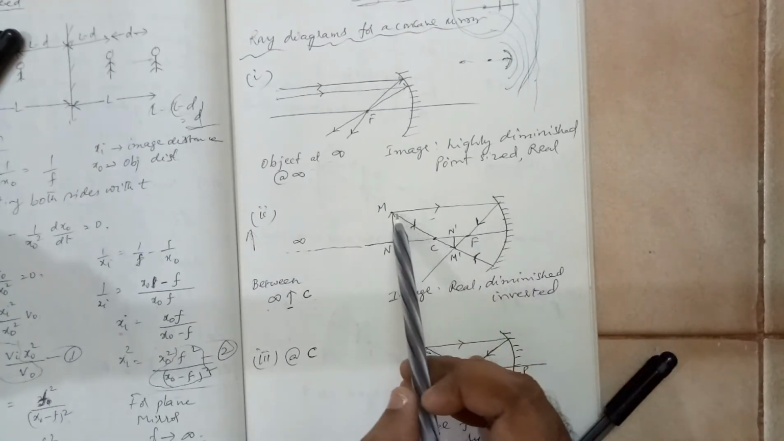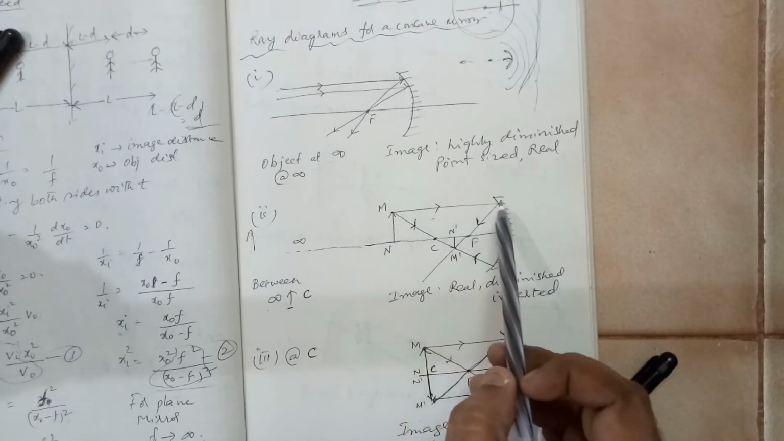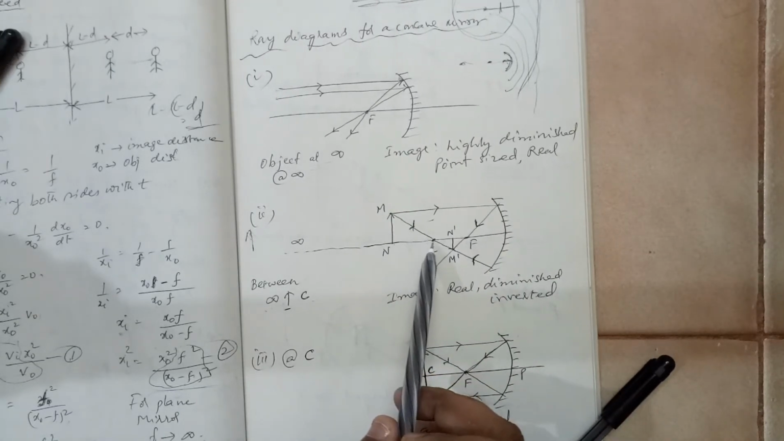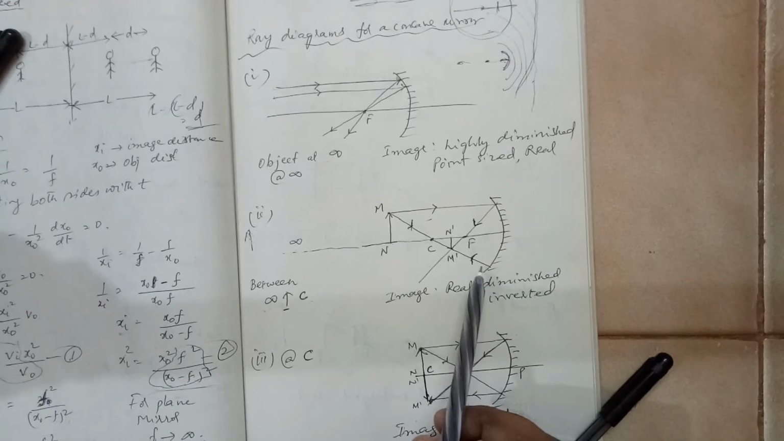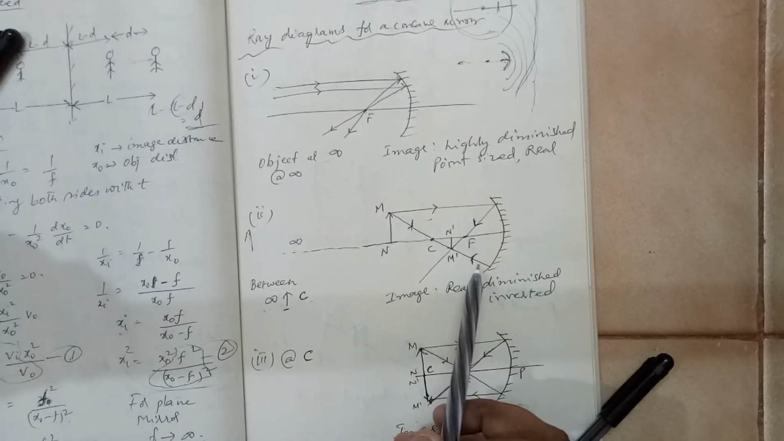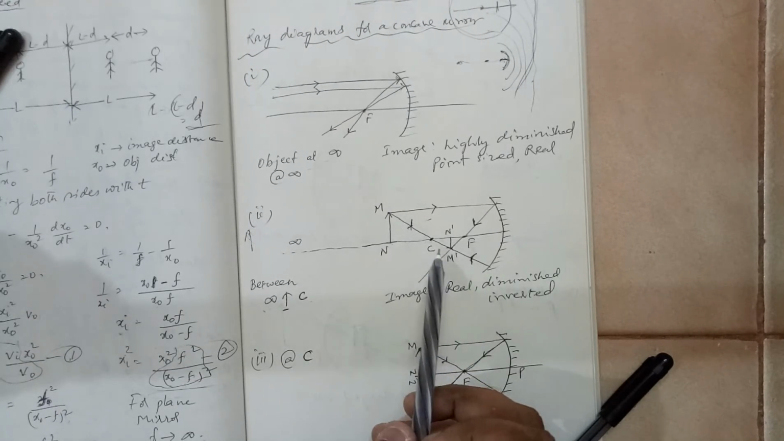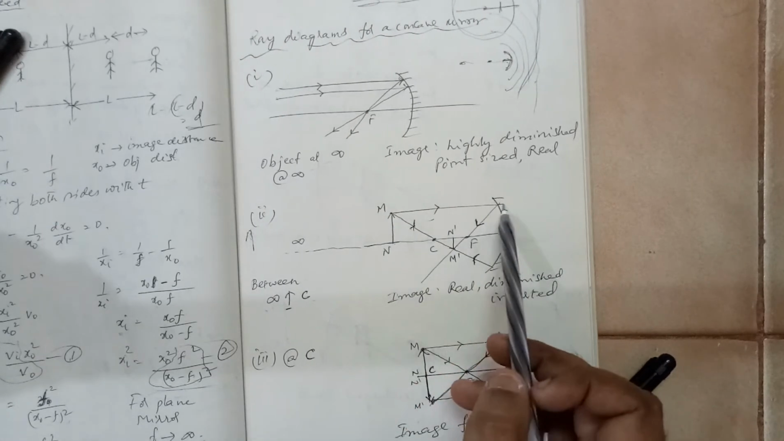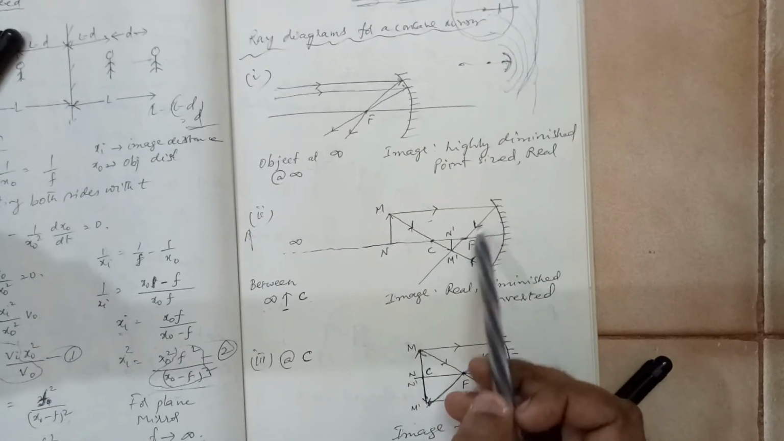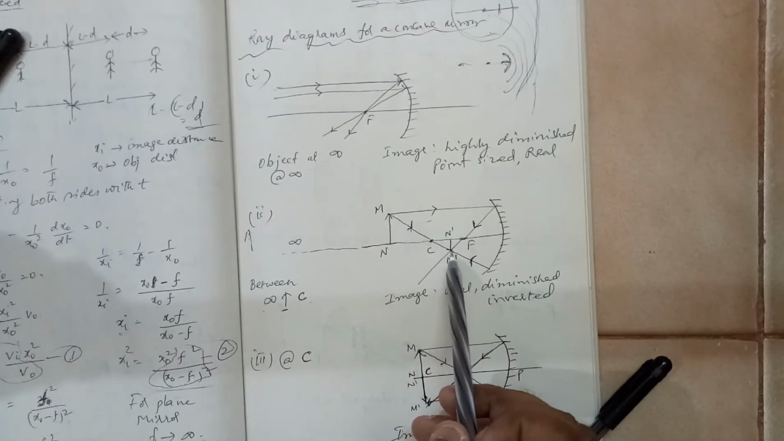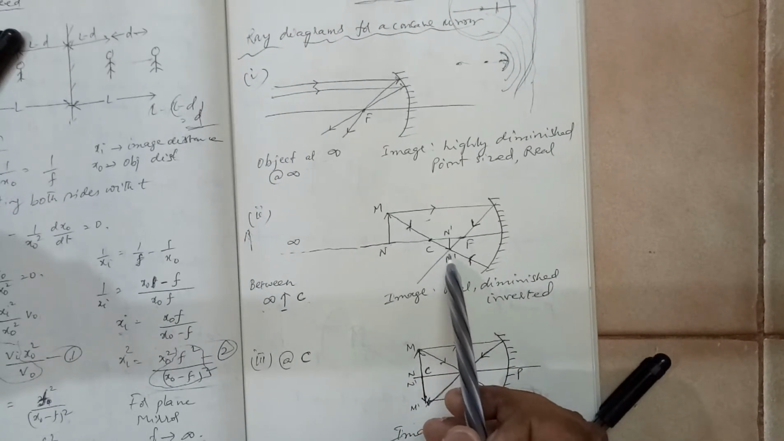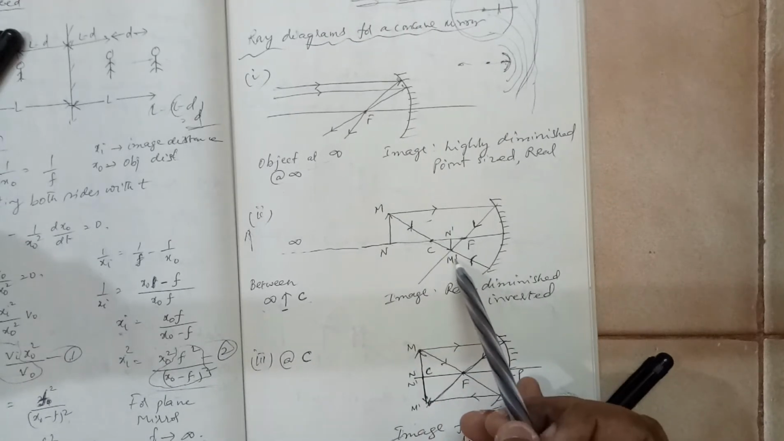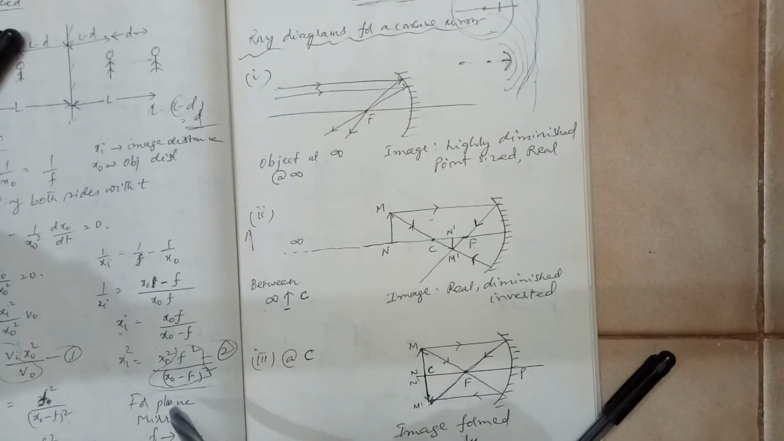Here this is a parallel ray, and one ray we have taken which is passing through the center of curvature. As per the rule, the ray will reflect back. It will pass through the C. The parallel one will pass through the focus, and both these rays will intersect at this point, and M dash N dash image will be formed. MN is the object, M dash N dash is the image.